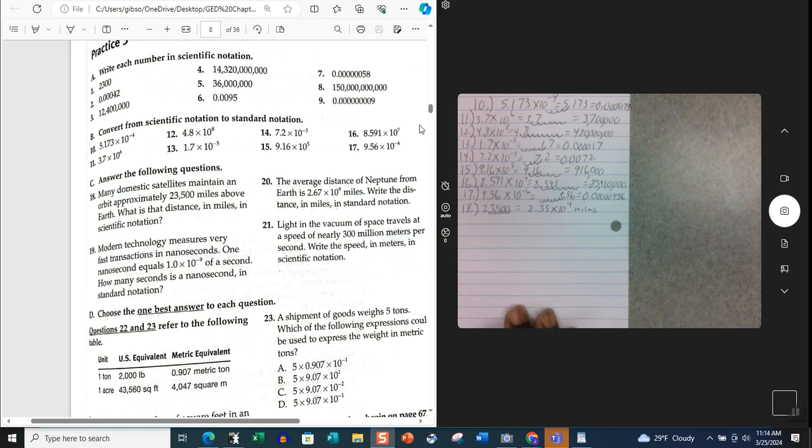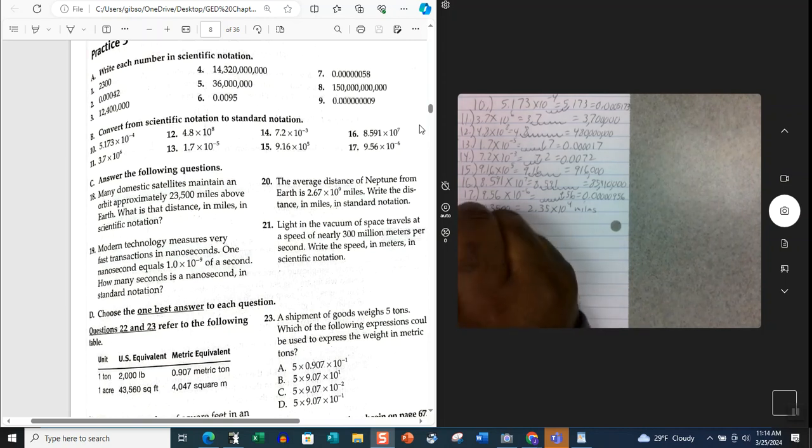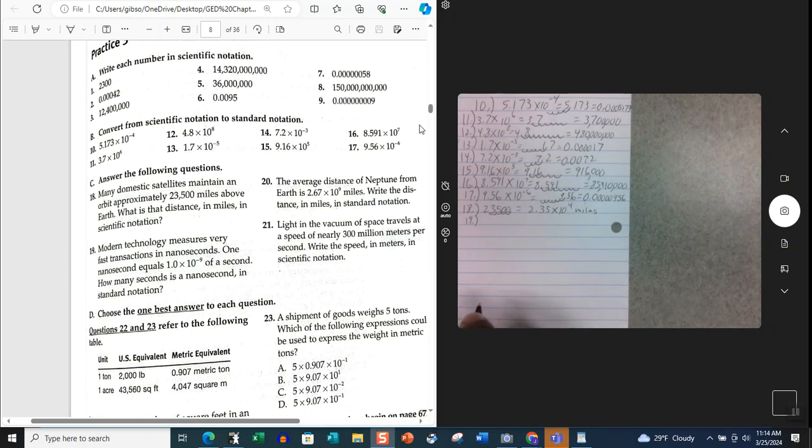Now we go to problem 19. Problem 19, it says modern technology measures very fast transactions in nanoseconds. 1 nanosecond is equal to 1.0 times 10 to the negative 9 of a second. How many seconds is a nanosecond in standard notation?